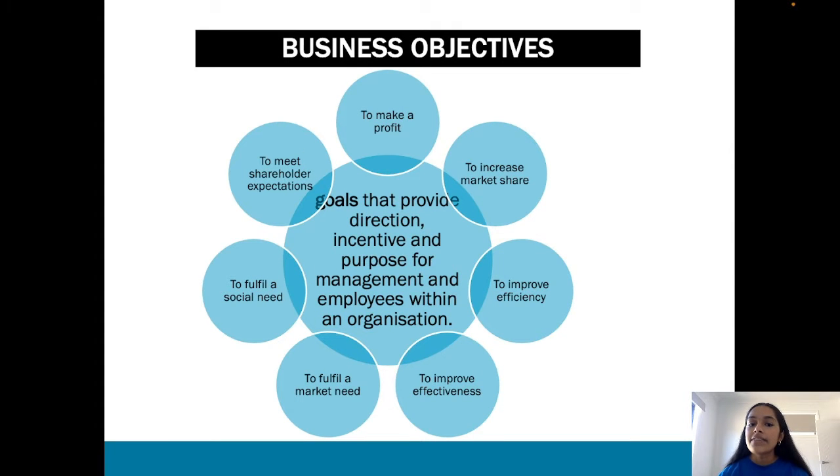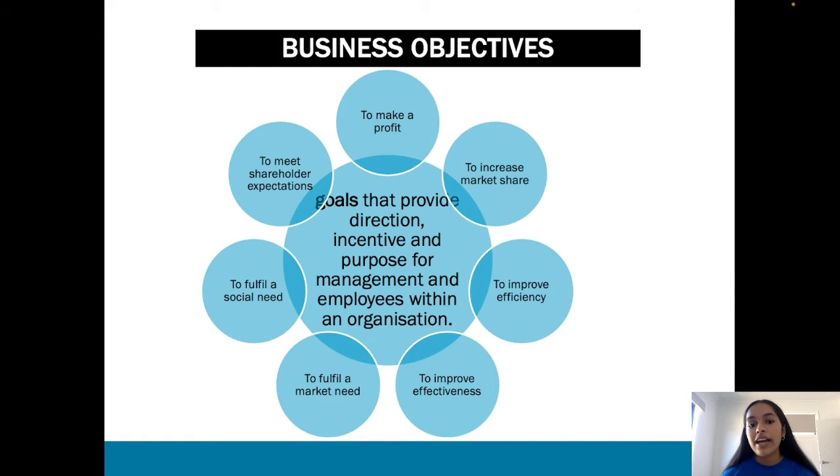Objectives. The definition of a business objective: these are goals that provide direction, incentive, and purpose for management and employees within an organization. The business objectives that you're required to know in the study design are all of these ones.